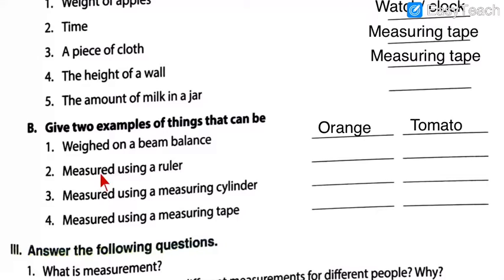Okay. Measured using a ruler. Using a ruler, what can you measure? Try to think. Your time starts now. 5, 4, 3, 2, 1 and 0. Okay, using a ruler, you can first measure the line in the maths.